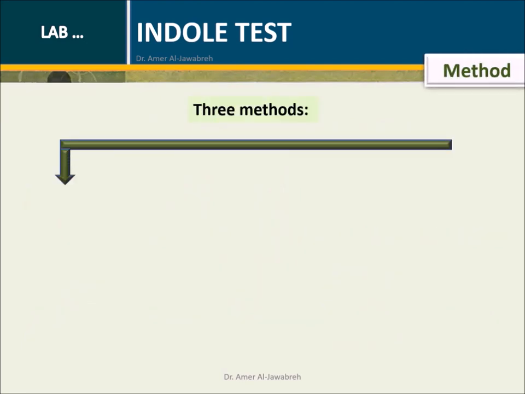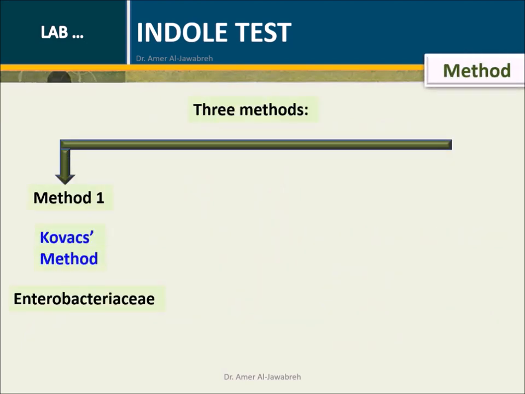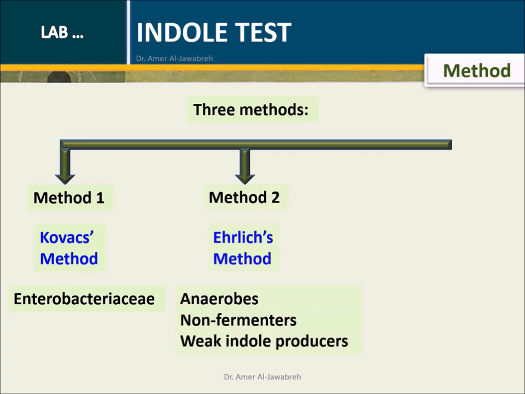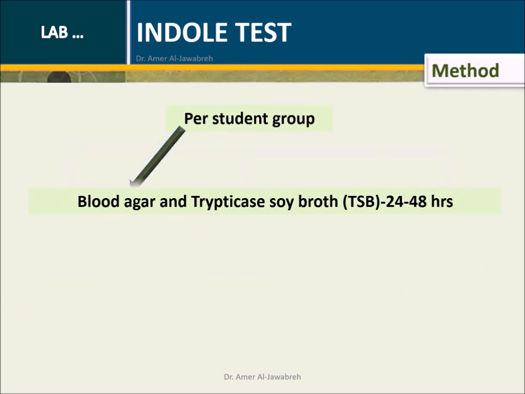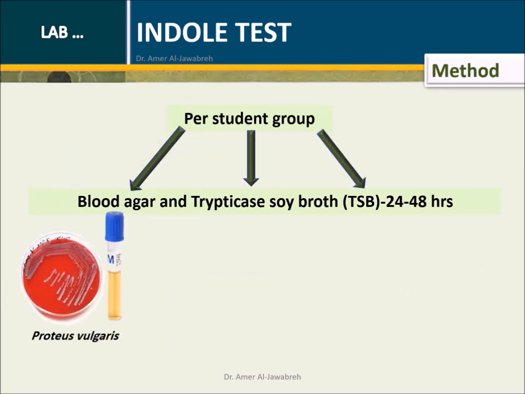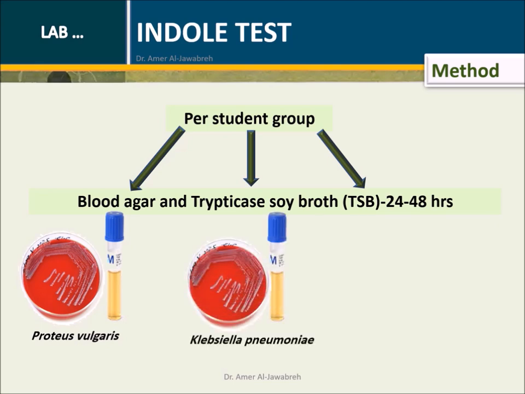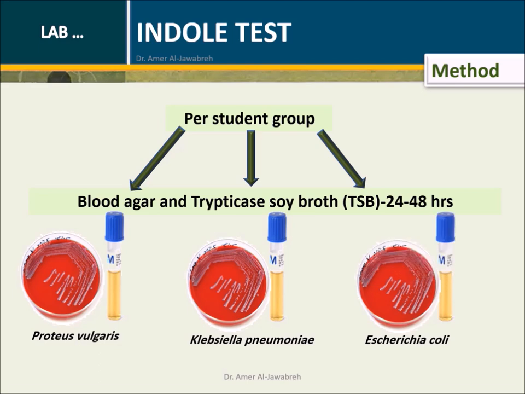Three methods. Method 1, Kovac's method, for Enterobacteriaceae. Method 2, Ehrlich's method, for anaerobes, non-fermenters, and weak indole producers. Method 3, Damaka method, for anaerobes. Provide each student group with 3 culture plates or tubes: Proteus vulgaris, Klebsiella pneumoniae, and Escherichia coli.